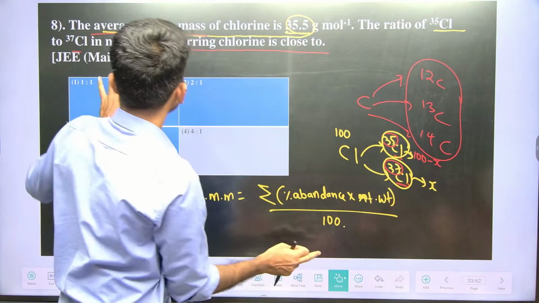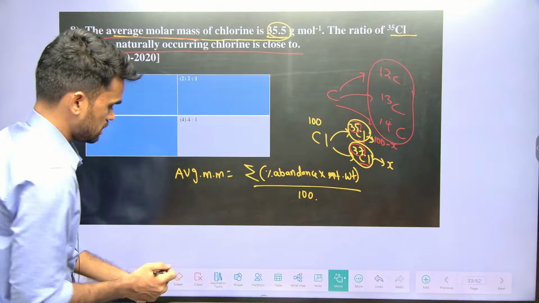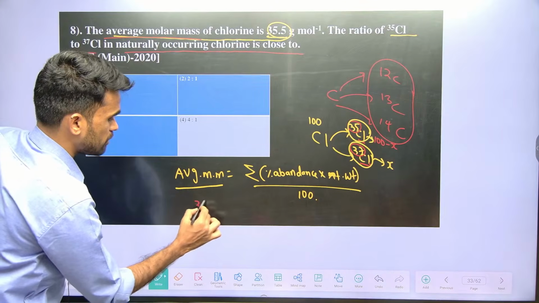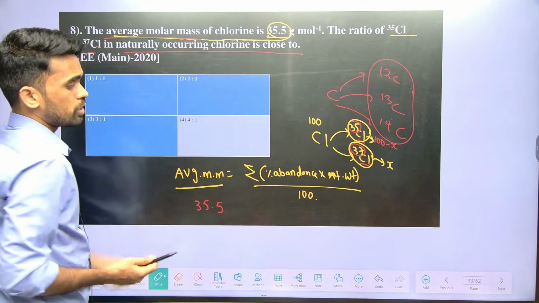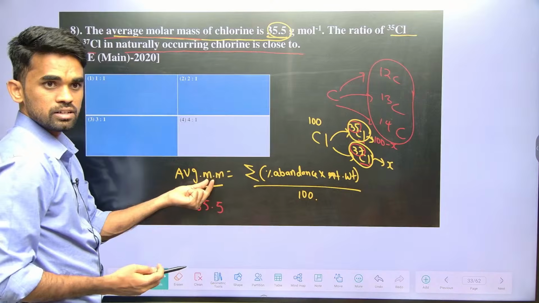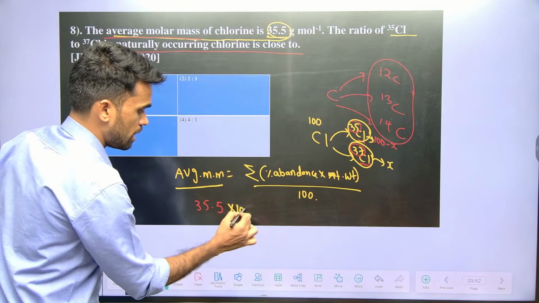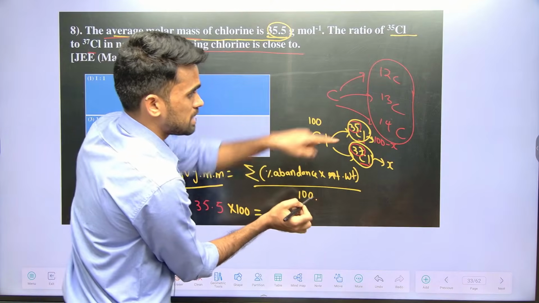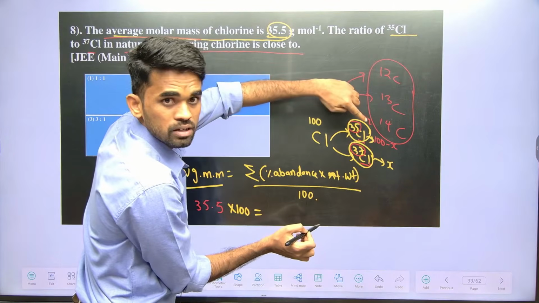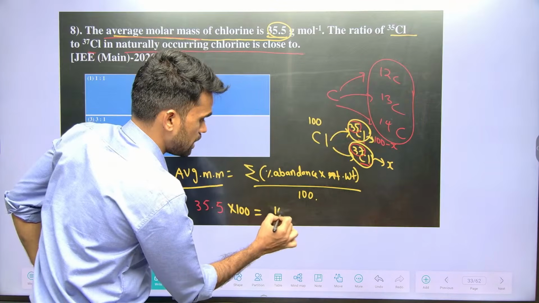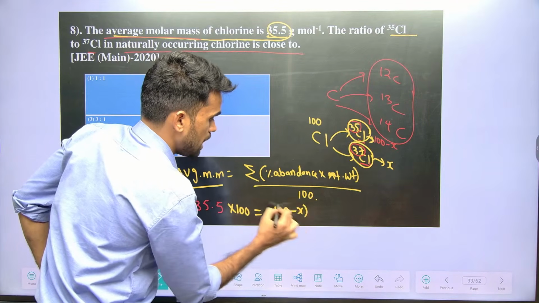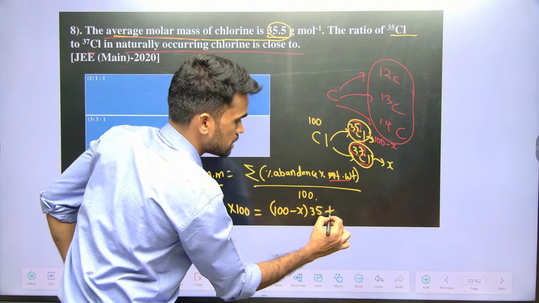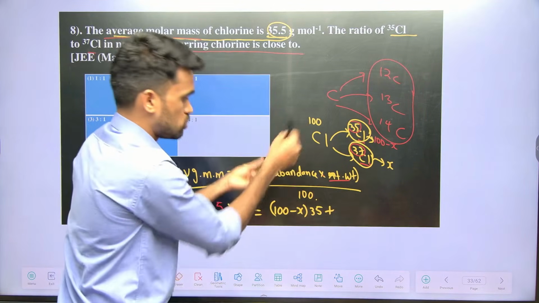Okay, so now look at this. Average molar mass, how much are they saying? This is 35.5. Can I send this 100 this side? Yeah. Average molar mass into 100 equals summation of percentage abundance into atomic weight. What is the percentage abundance of Cl35? 100 minus X. And what is its atomic weight? 35. Plus, summation means this one plus that one.